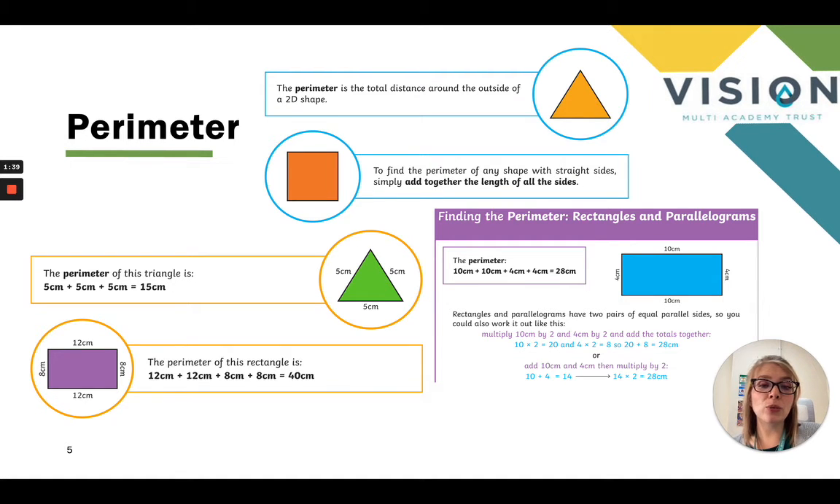So for example, if we look at the triangle, we know that each side there is an equilateral triangle. Each side is 5 centimetres, therefore the perimeter would be 15 centimetres. Looking at the rectangle example at the bottom, we can measure that 2 sides are 12 centimetres, 2 sides are 8 centimetres, so we add that all together and we write that as 40 centimetres. Now it's important that we use the correct unit and that we include that in our answer. So if the measurement is in centimetres, our answer needs to be included in centimetres as well.